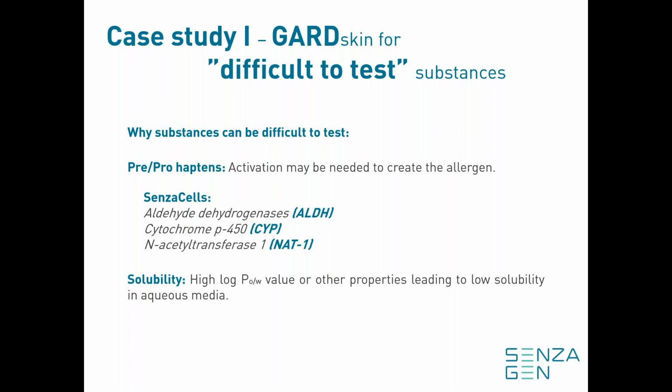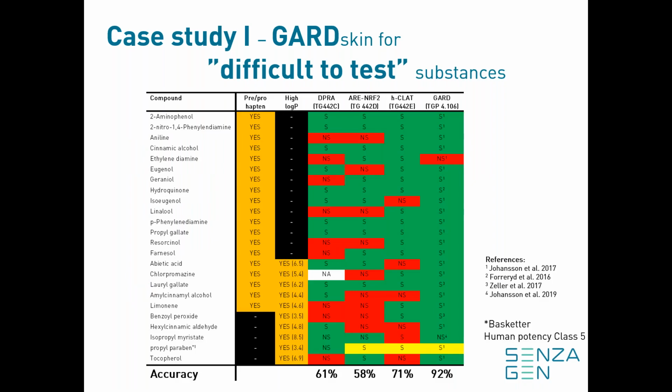But in order to thoroughly evaluate if we could actually use the GARD skin assay for this type of substances, we identified a subset of chemicals that were tested both in the GARD assay and also in the other OECD validated approaches for skin sensitization. The selection criteria was based on whether the substance was either a pre or pro-hapten or had a very high log P value. As you can see in this comparison, the majority of the compounds selected in this study were demonstrated to be quite difficult to test in the conventional in vitro assays.